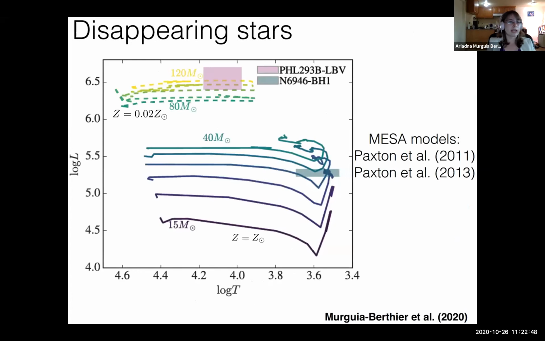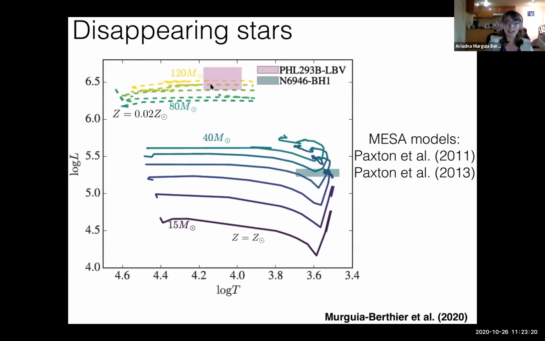Just as a recapitulation of the disappearing stars, we have two of them. There's this very massive one in a low metallicity galaxy, and this 20-30 solar mass disappearing star. Here I'm showing the HR diagram with MESA models, just so that we can also look at the mass ranges. With the HR diagram, we estimated that the mass of this one is around 23 to 28 solar masses, and this one is 98 plus solar masses.